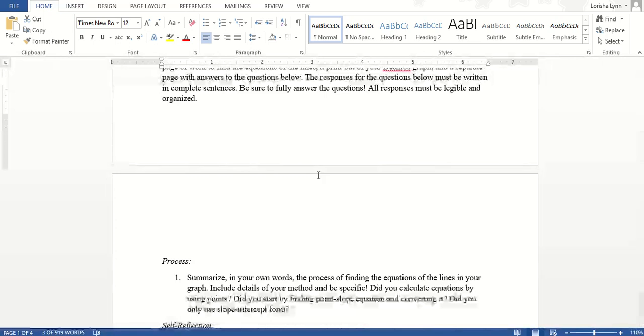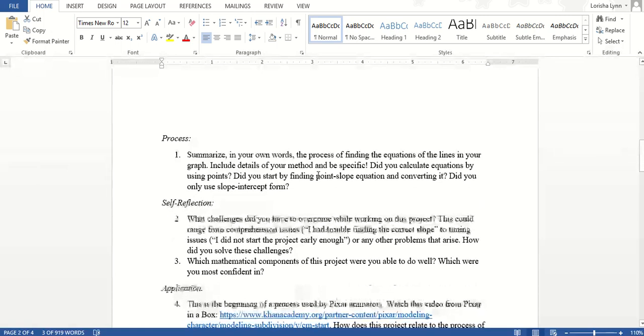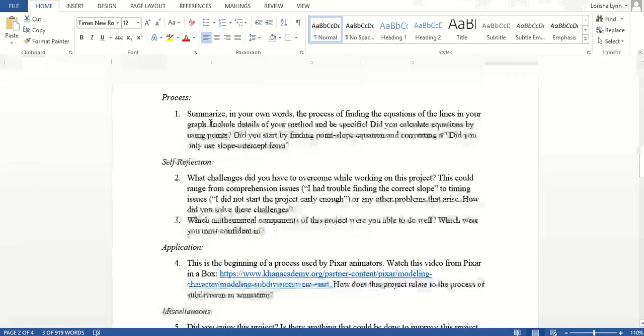I do not need a 19-page reflection. They don't have to be long answers, but just make sure you're fully answering the questions, and they need to be legible and organized. So whether you write these up or type these up, just make sure I can read them. So, summarizing the process of finding the equations of the lines in your graph.